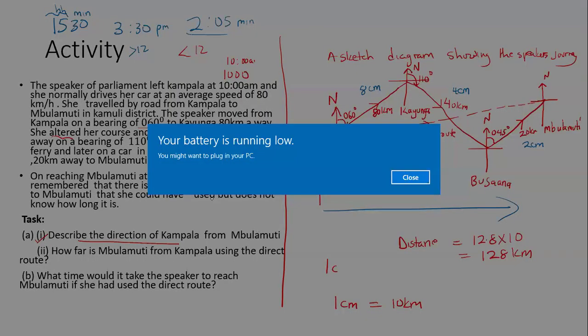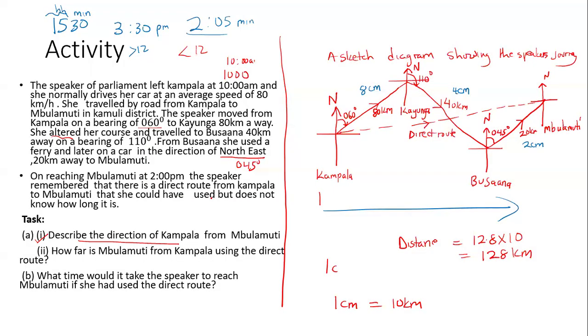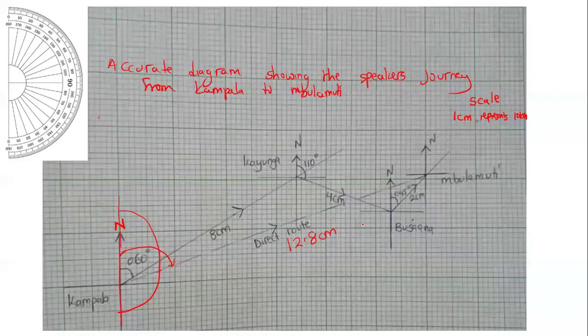So you describe the direction of Kampala from Bulamuti. I don't know why people are getting this. They say the bearing of Kampala from Bulamuti. If they say from Bulamuti, it means we are going to stand at Bulamuti, and we get Kampala. So I expect that we can get the direction of Kampala from Bulamuti. That is the first one I want us to get.